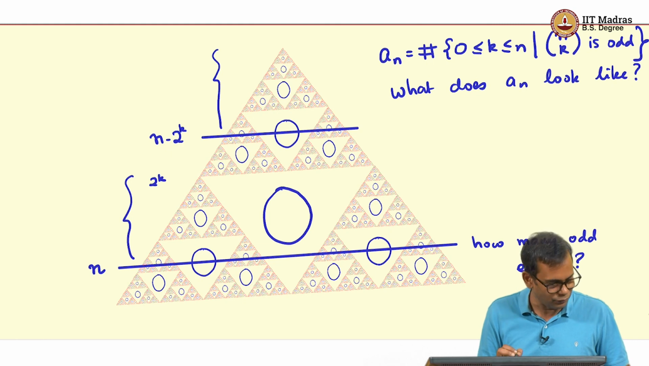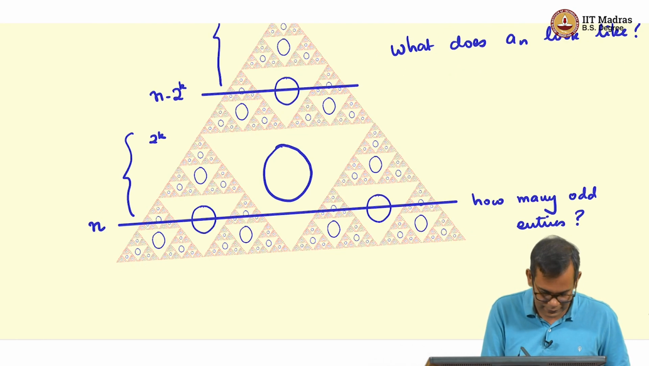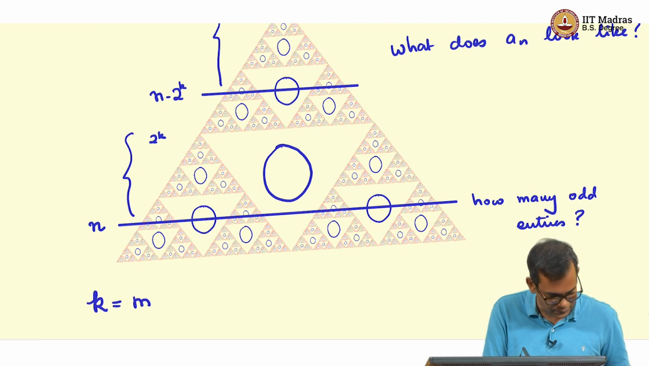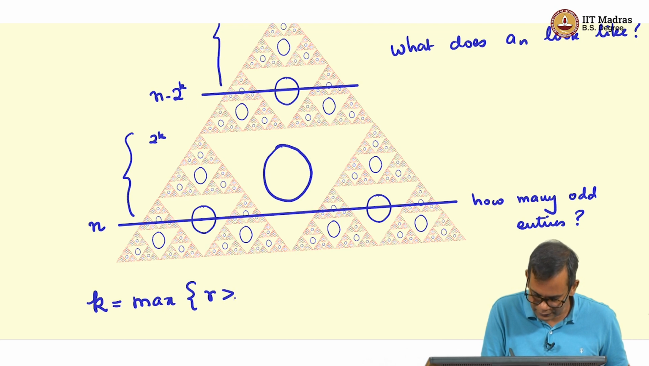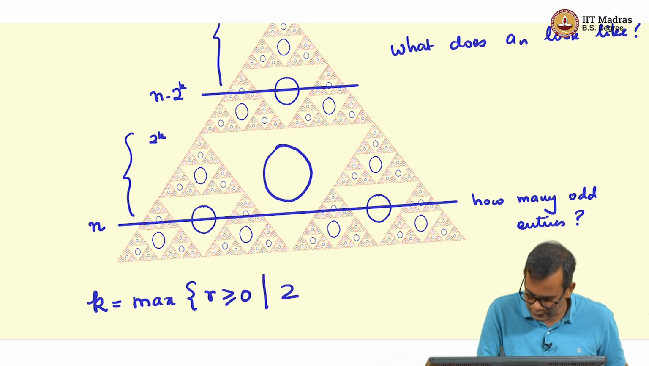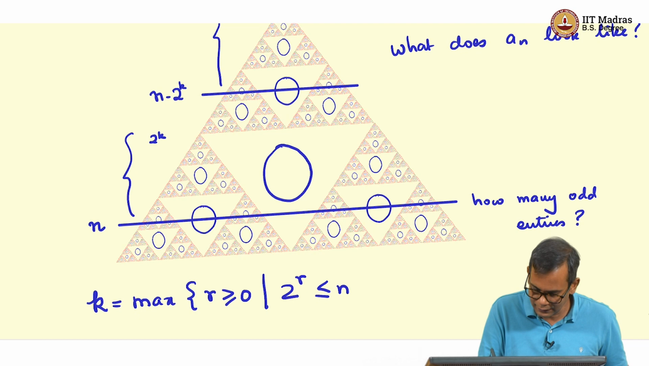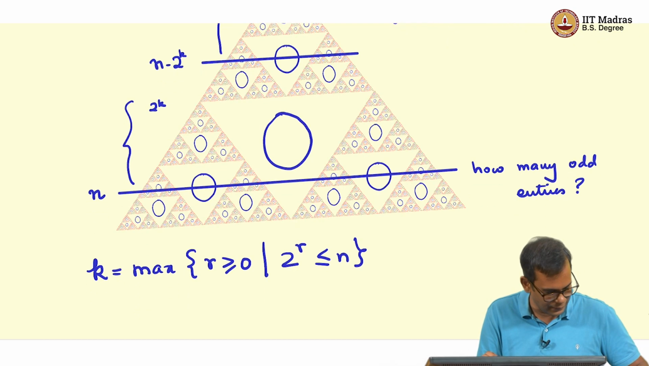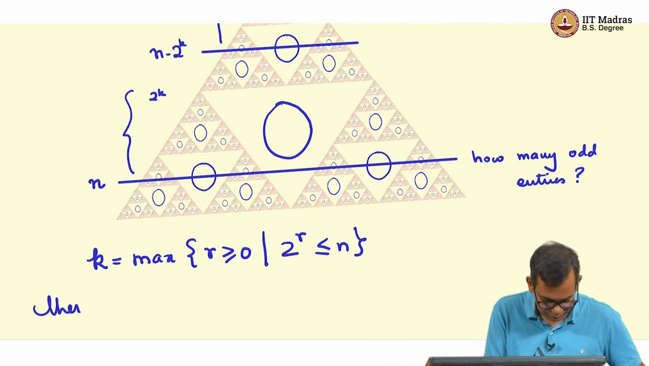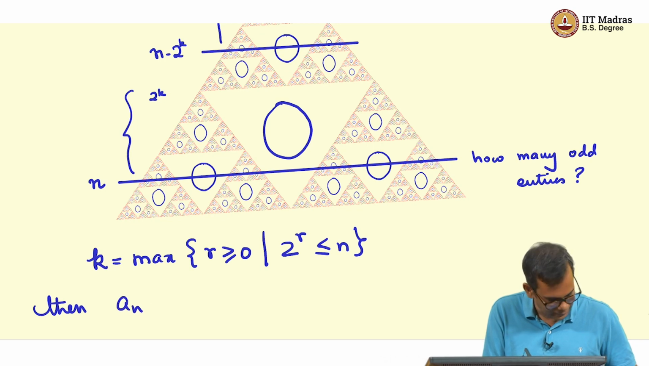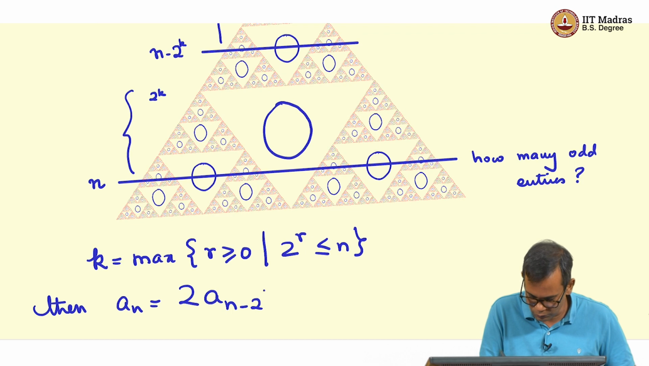So, what we have shown is that if we write k to be the largest integer r greater than or equal to 0 such that 2^r is less than or equal to n, then a_n is 2 times a_(n minus 2^k).